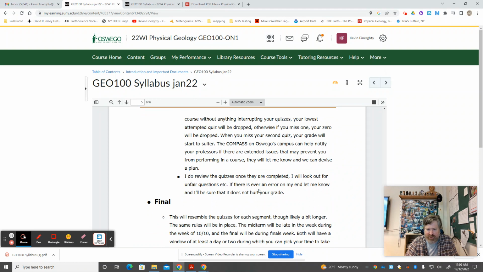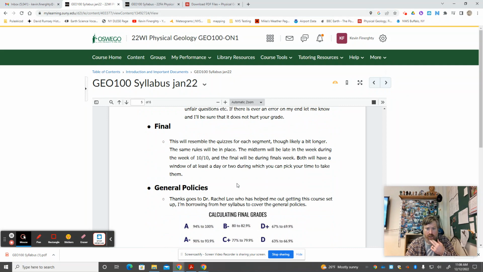And I'll look through the quizzes once they're completed. If I see one that's like, whoa, everybody got that wrong, that clearly shows that something's either technically wrong with the quiz, or I didn't explain something right, or the question was a little bit confusing. I'll make sure that those get fudged out so that people don't get hurt by those.